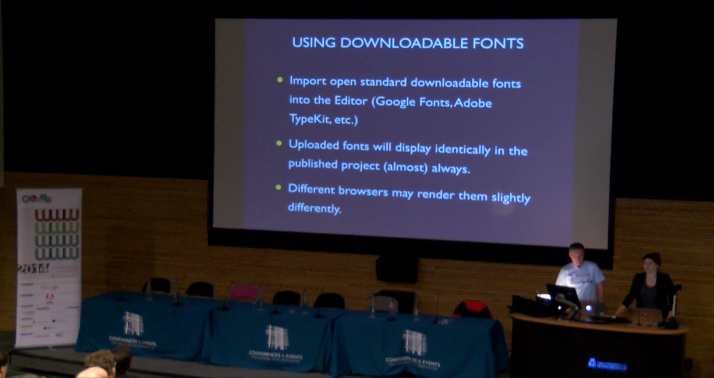So here's our solution to the problem of non-standard fonts. Animatron allows users to make use of open standard downloadable fonts like Google Fonts or Adobe Typekit. Users can also upload fonts directly to the editor, where they'll be stored on our servers and included in the published project. This guarantees that in the final product, the text will display more or less consistently across all browsers and operating systems. I say more or less because unfortunately, the reality is that even with downloadable fonts, different browsers render them slightly differently.